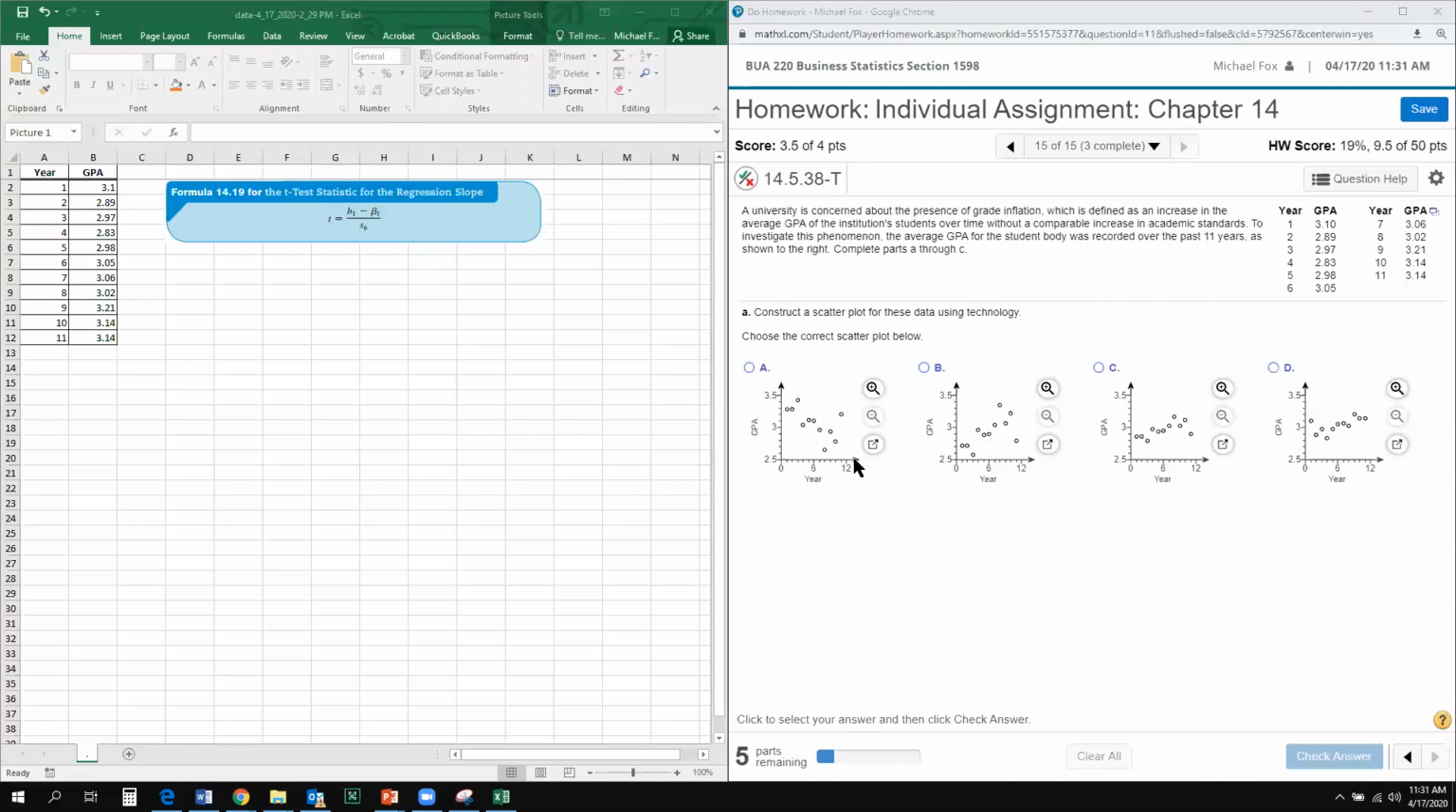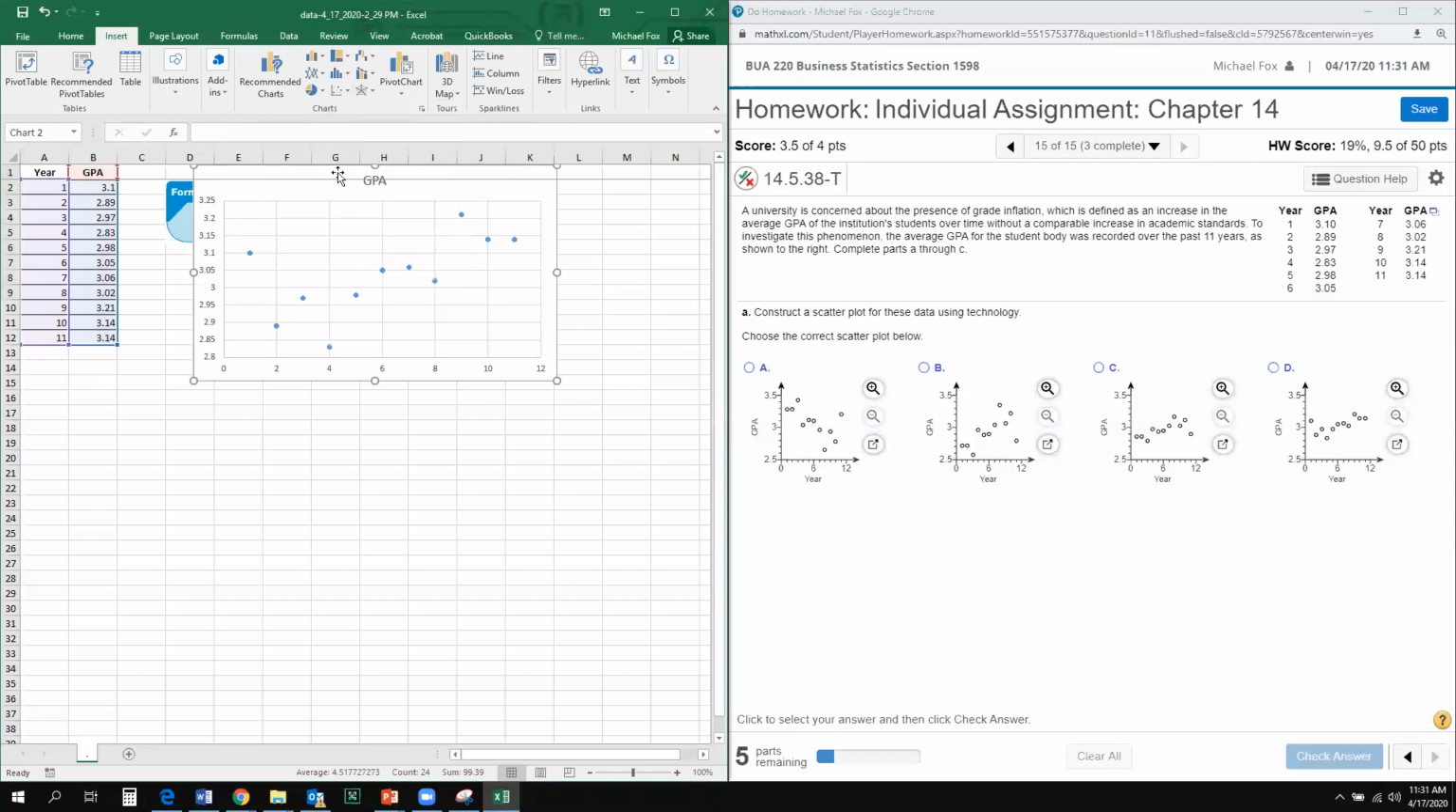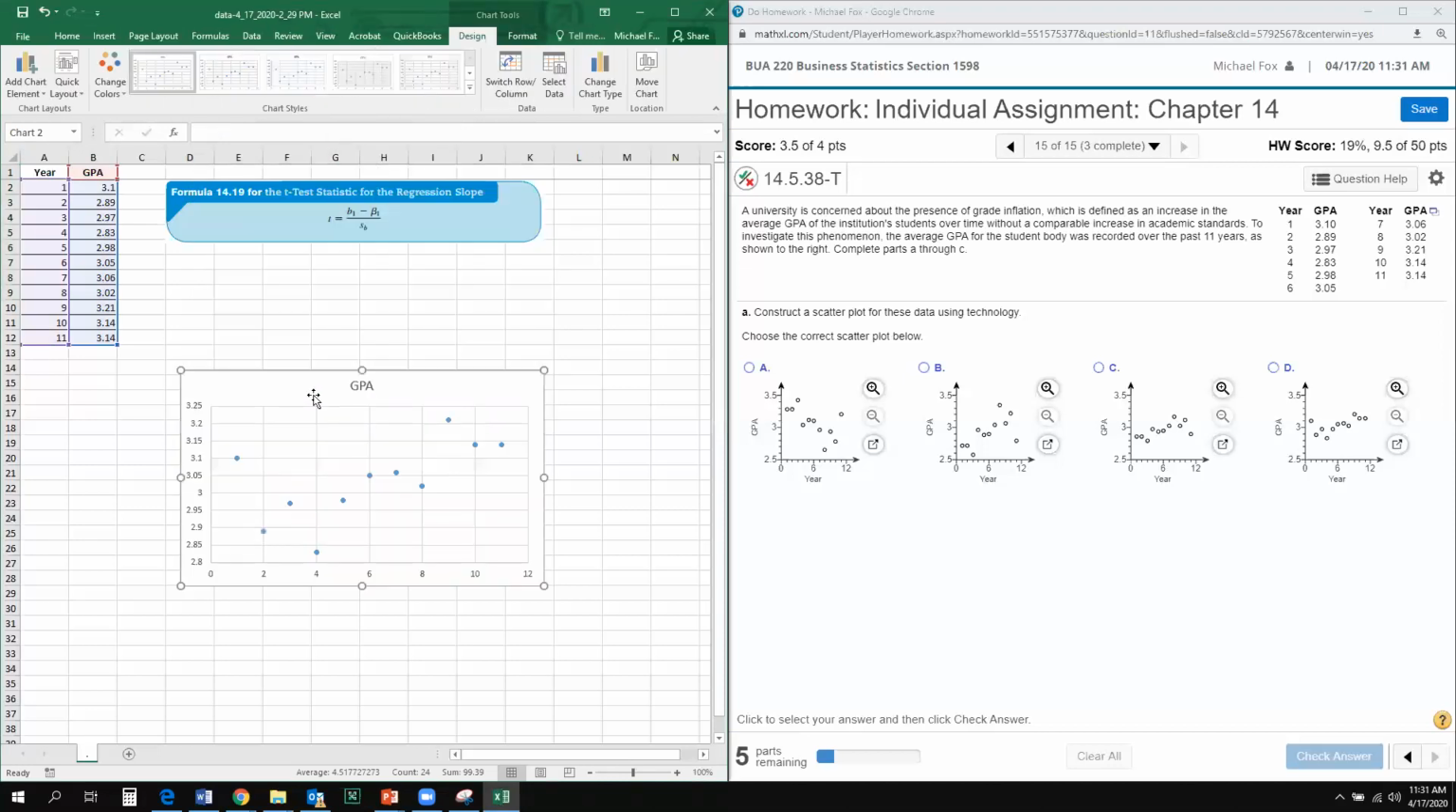So the first thing it wants us to do is the scatter plot. We can just make an educated guess by looking at it. We can also insert a scatter plot if we want to. And then what you have to do is look at the aspect ratio of this and squish it down so it's similar. And then you can start to see the similarities.